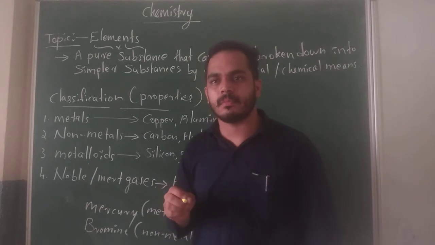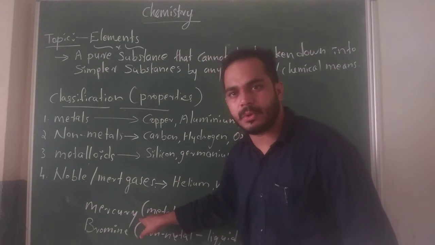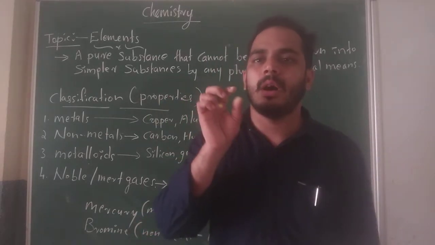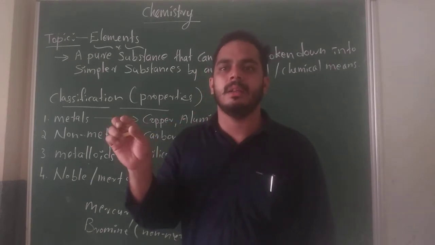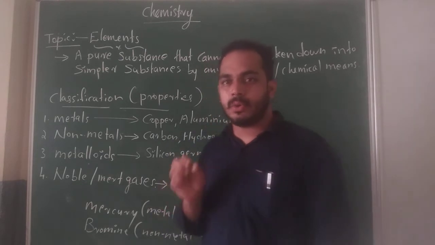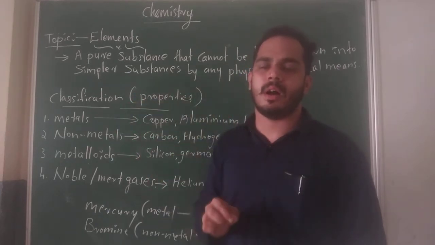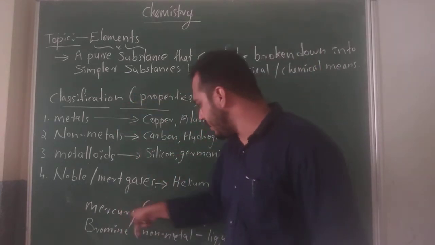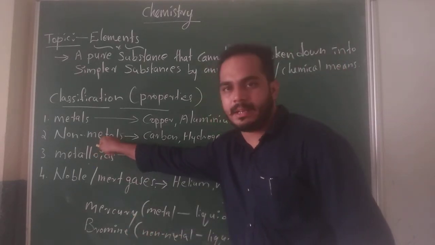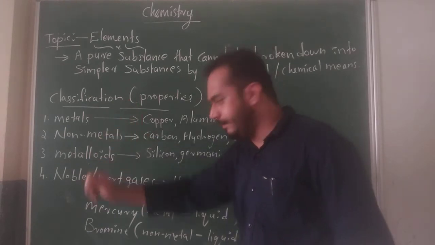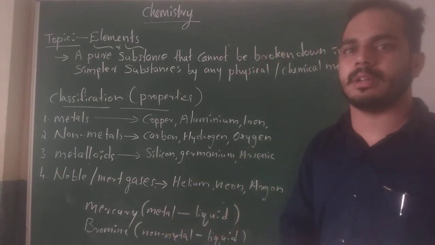Next, some special cases. Mercury is a metal, but it is always in the liquid state. I already explained that metals are always solid, but mercury is the only metal that is liquid. And one non-metal, bromine, is also a liquid.